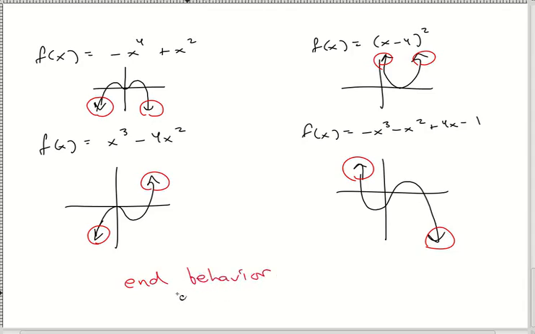behavior. What is going on at the ends? Notice here, this is falling on the left and falling on the right. This is rising on the left, rising on the right. This one here is falling on the left, but rising on the right. And this one is rising on the left and falling on the right.